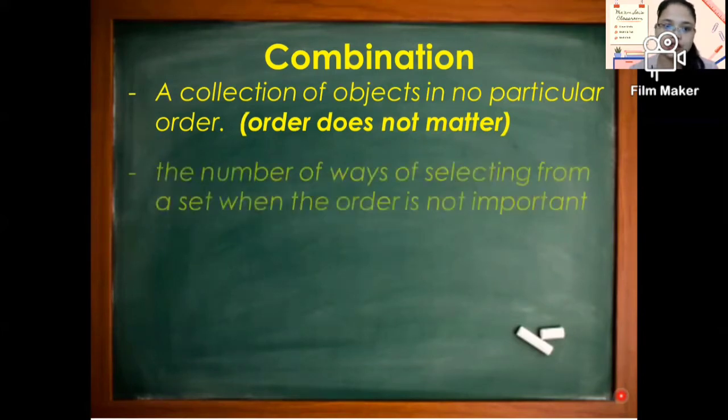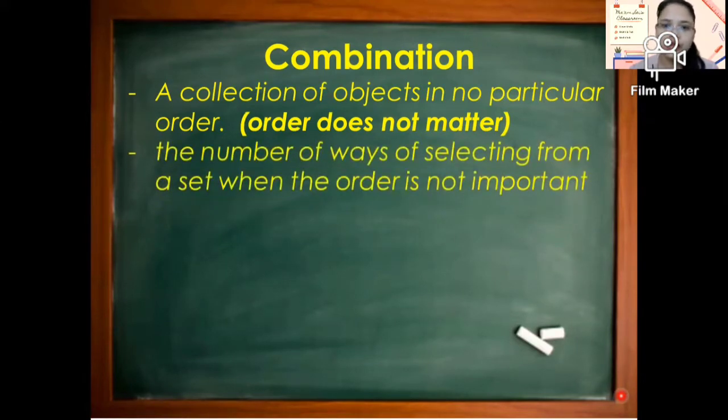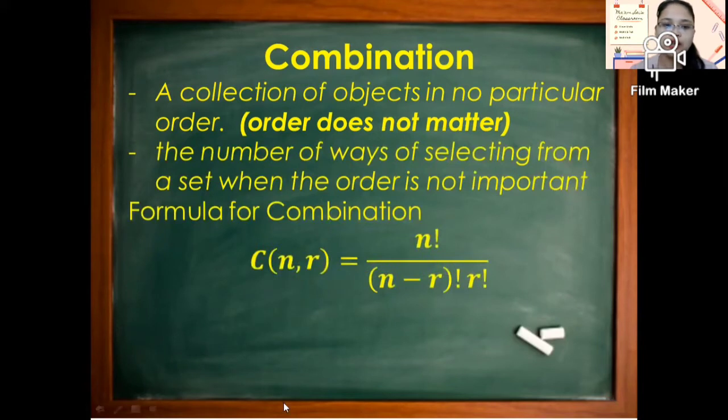This is another definition. Combination is the number of ways of selecting from a set when the order is not important. Okay? So, ibig sabihin, ways of selecting din siya, pero for this one, hindi po kailangan ang arrangement, hindi kailangan ang order. Formula for combination: combination of n taken r is equal to n factorial all over n minus r factorial times r factorial. So, ito po yung formula na ating gagamitin sa ating buong discussion.